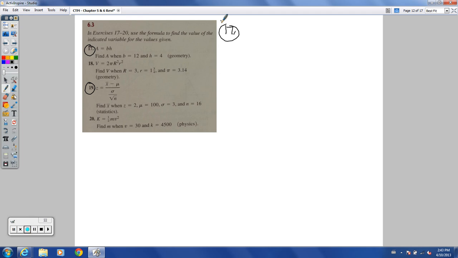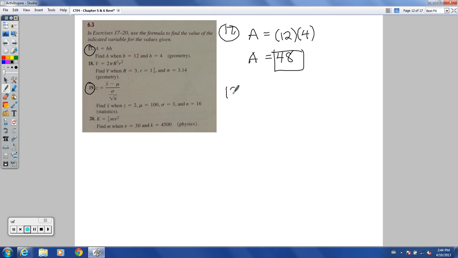Maybe they do. In exercises 17 through 20, use a formula to find the value of the indicated variable for the values given. So here, A equals BH. That looks like the area of a rectangle or of a parallelogram. We're finding A when B equals 12 and H equals 4. So simply plug in 12 and 4. This one's very straightforward. 12 times 4 would be your area, 48. And so this one, it doesn't give you units. You could just leave that number as your answer.